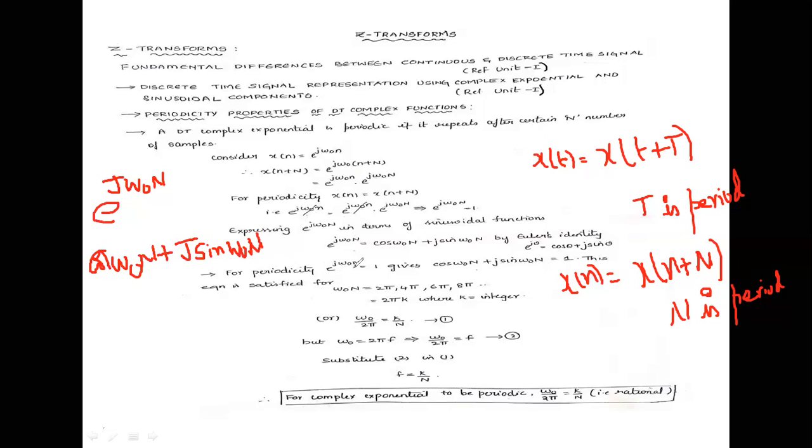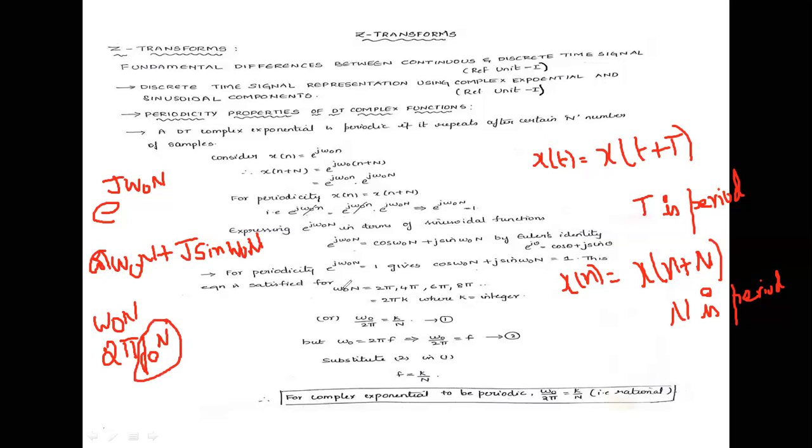For periodicity, e power j omega naught capital N is always 1, my dear students, because omega naught is 2 pi f naught, and we multiply it by capital N. For whatever multiplication factor there is for the 2 pi, cos 2 pi is 1 and sine 2 pi is 0 always. Omega naught N is multiplied with 2 pi, 4 pi, 6 pi and 8 pi. The k is an integer here.